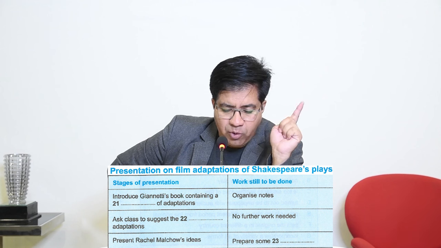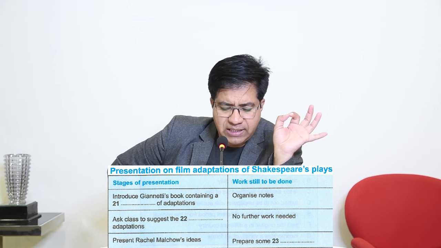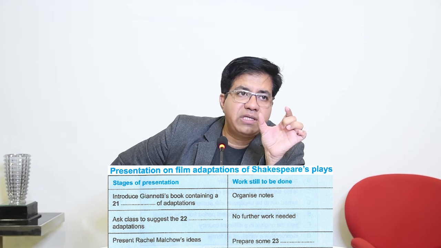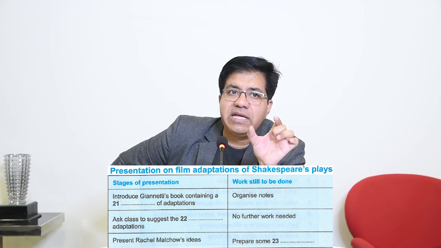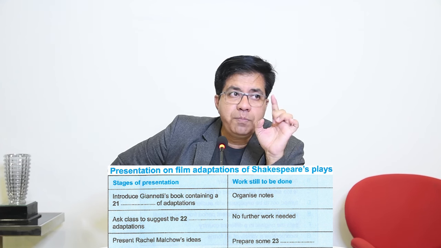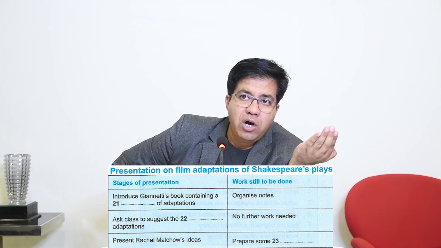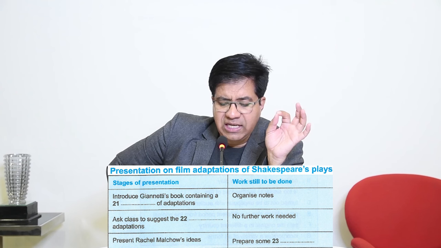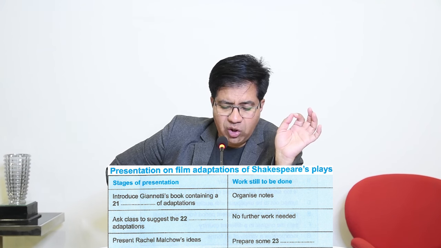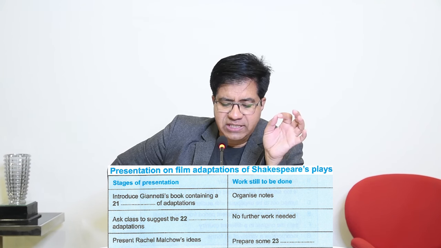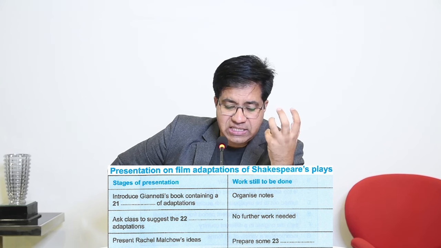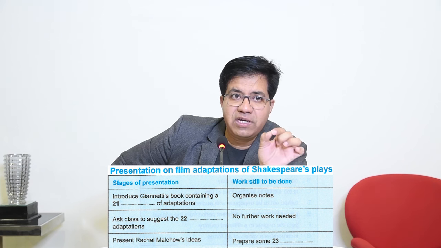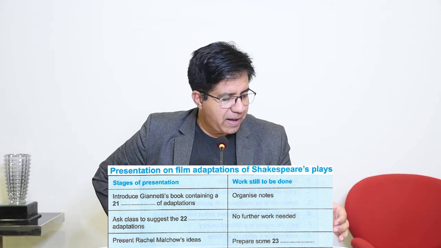Introduce a Janetti book. Now Janetti is the name. Book containing a dash adaptations. Now listen, whenever you've got this sentence completion in IELTS listening part 3 or part 4, you must focus on what is written before or what is written after. Now will you please come to this word, book containing a dash of adaptations. Now, a book that contains a dash of adaptations. And adaptations, you know, plays converted into movies. So let's see what do they say about it.